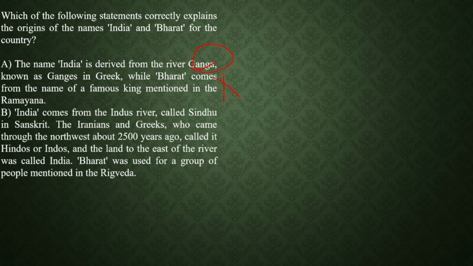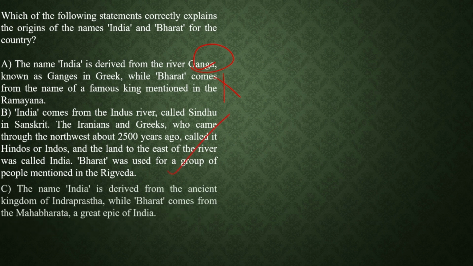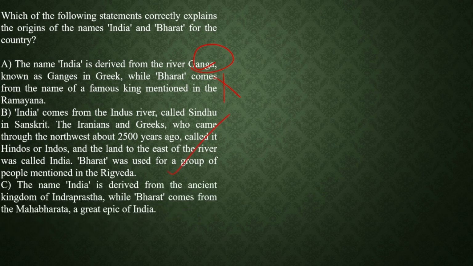Seems to be true. Called Sindhu in Sanskrit. The Iranians and the Greeks who came to India around 2500 years ago called it Hindu or Indus. And the land east of the river was called India. Bharat was used for a group of people mentioned in the Rigveda. This seems to be a correct statement. Third, the name India is derived from the ancient kingdom of the Indrapas.